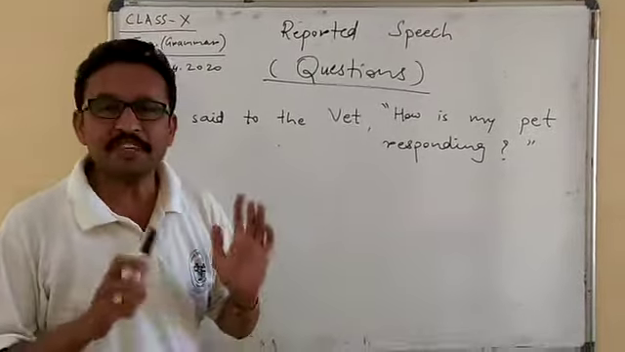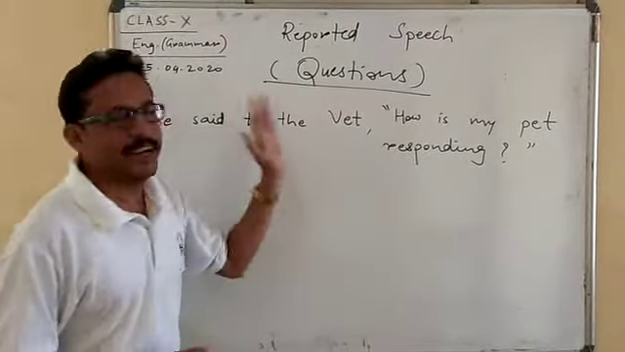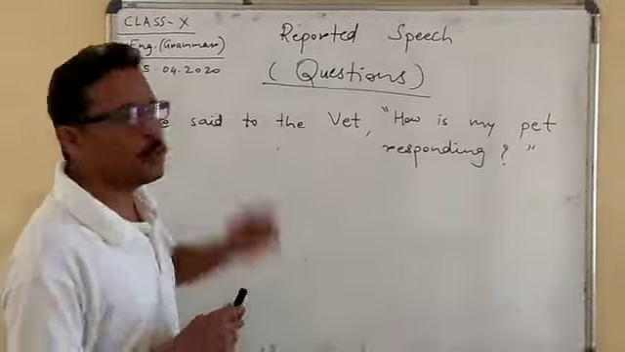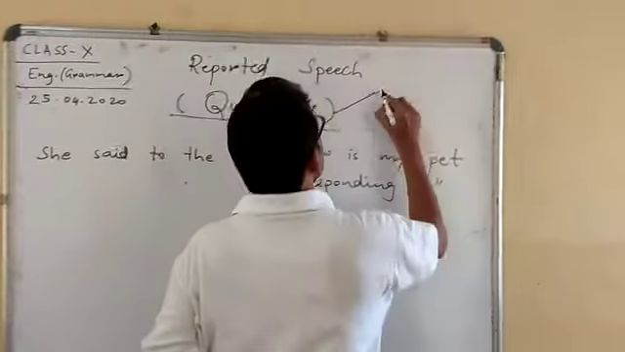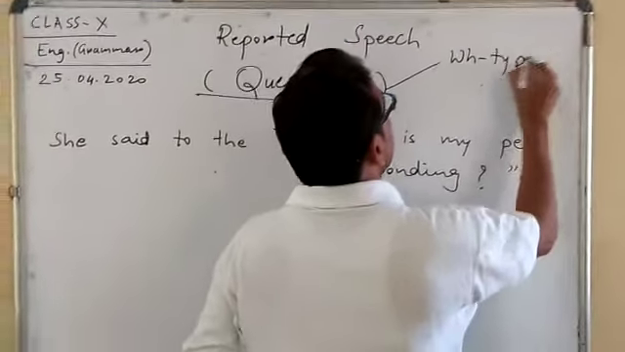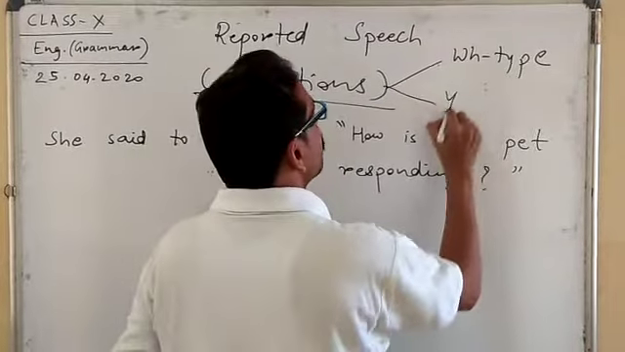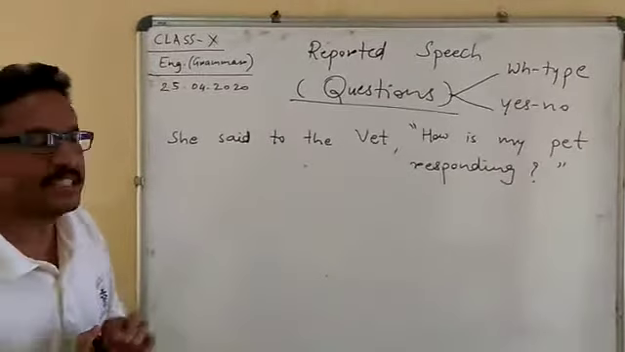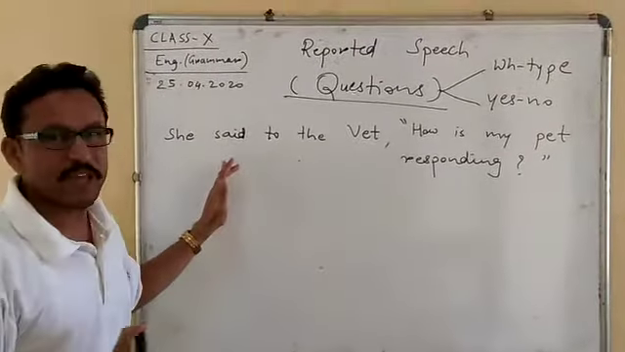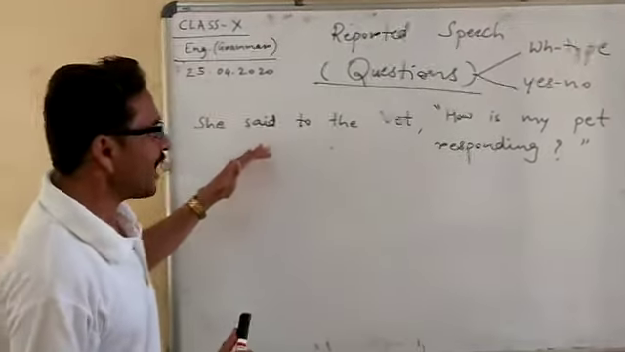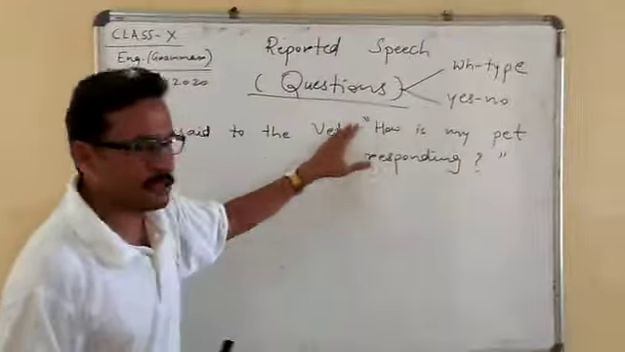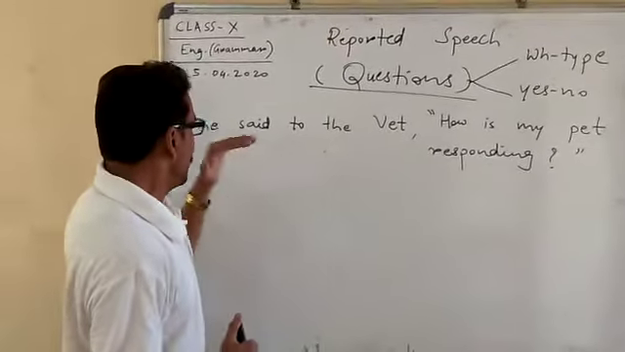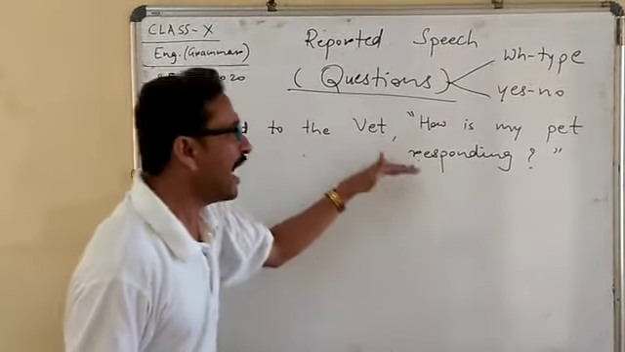Now dear students, after statements we are going to see how to convert interrogative sentences from direct to indirect speech. Now first you should understand there are two types of questions. The first is WH type of question and the second type is verbal question, which we also call yes/no type of question. So for yes/no type of question as well as for WH type of question, there are different rules. So first we are going to see WH type of question, how it should be converted from direct to indirect speech. She said to the vet, "How is my pet responding?"